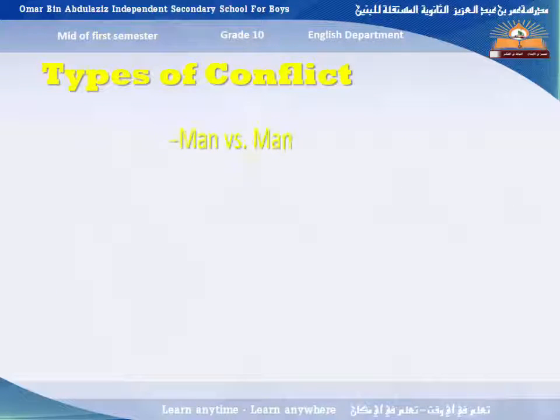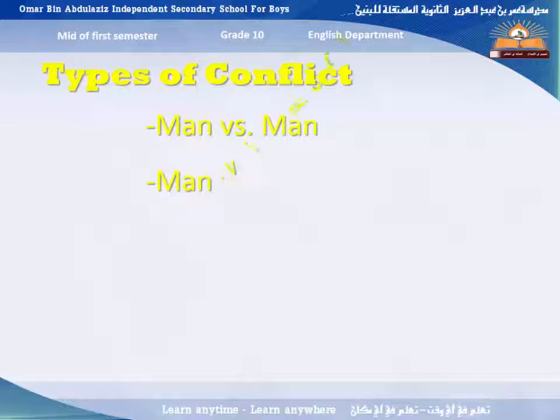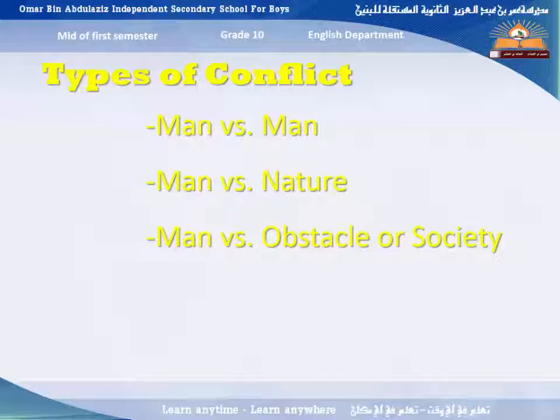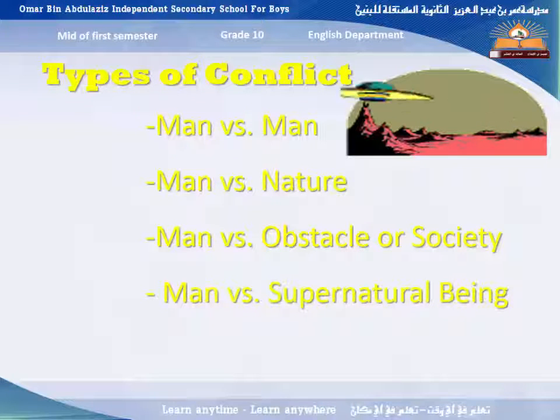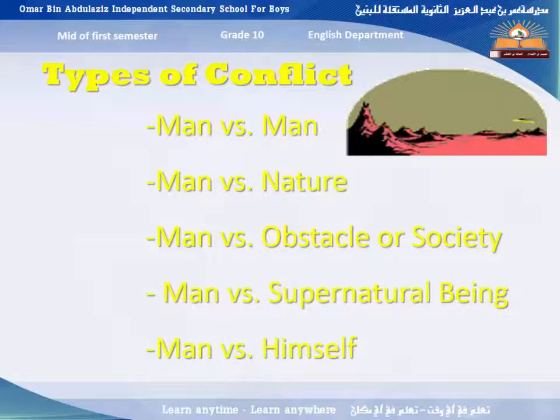Types of conflict in the story. It can be man versus man, or man versus nature, or man versus obstacle or society, and man versus supernatural being, and man versus himself. It's called inner conflict.